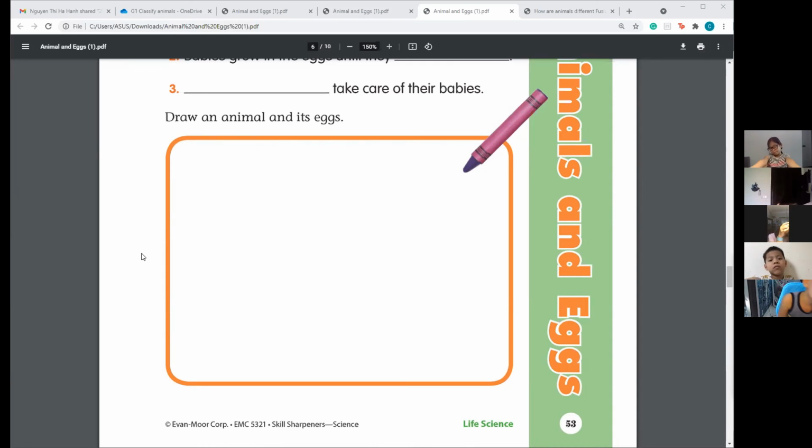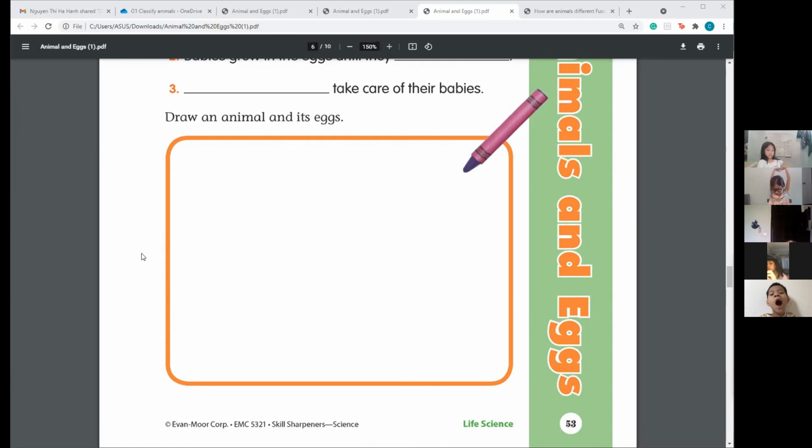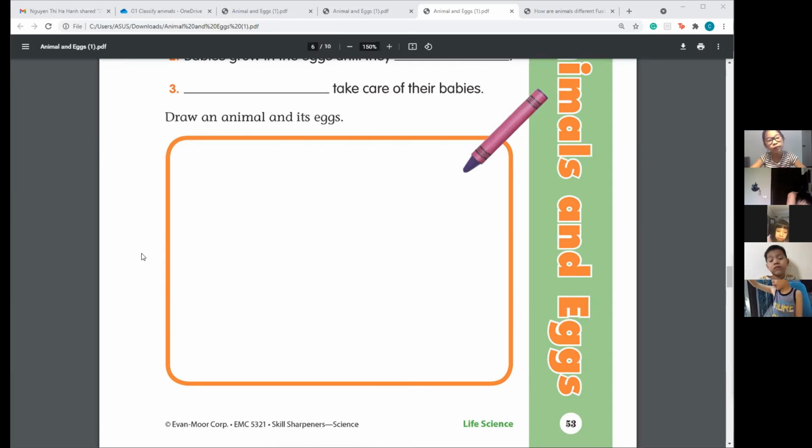It could be an amphibian. It can be a reptile. It can be a fish. It can be anything, as long as it lays eggs.